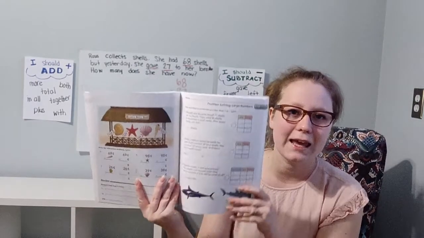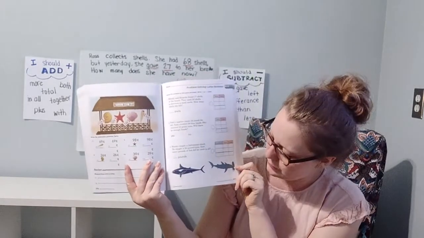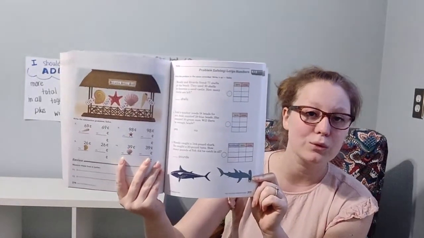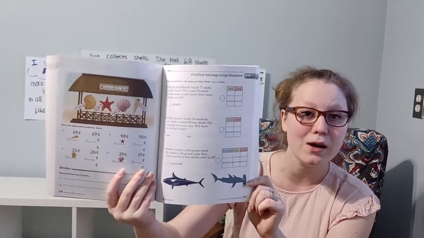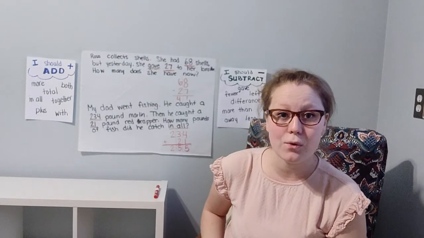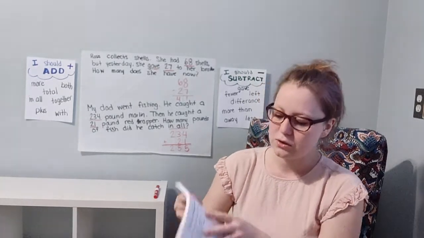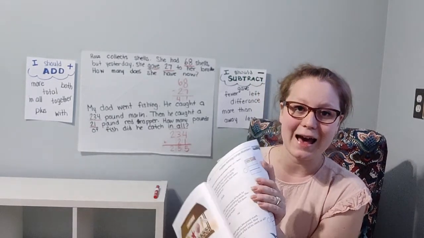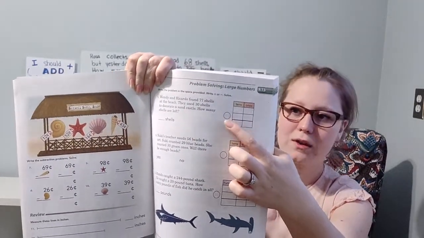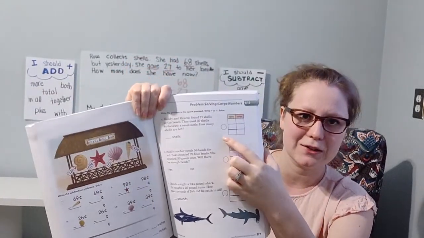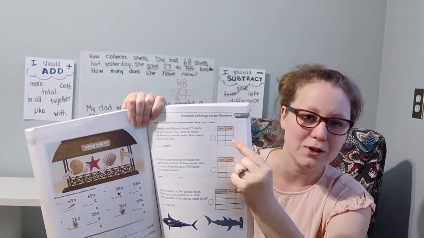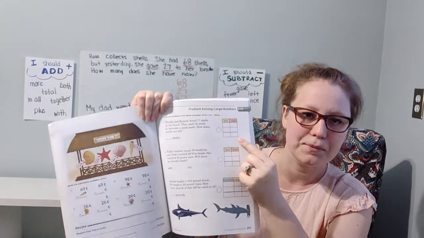Now you can take a look in your textbook on to page 277. I will read the questions for you. What you need to do is decide if you are adding or subtracting. You're going to write in the adding or the subtracting question in the circle, or the symbol in the circle, and then write down the numbers you are adding or subtracting, and then the answer.